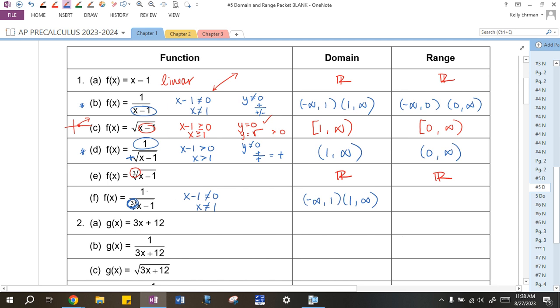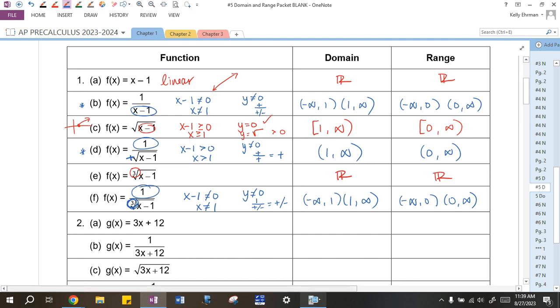What about the range? There's no x on top, so there's no way we can get y equals 0. So y can't equal 0 because it'll always be 1 divided by something. Cube roots can produce both positives or negatives. So we always have this positive 1 divided by sometimes a positive value or sometimes a negative value. That means we're going to get both positives and negatives. So the range is negative infinity to 0, 0 to infinity.